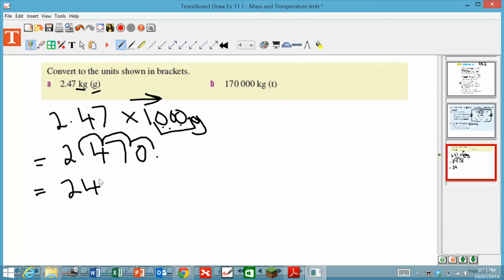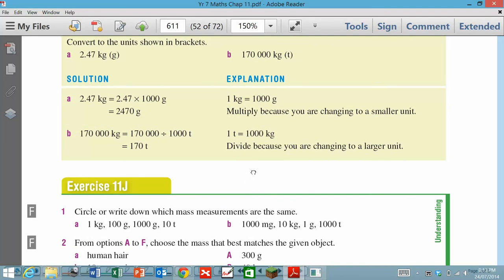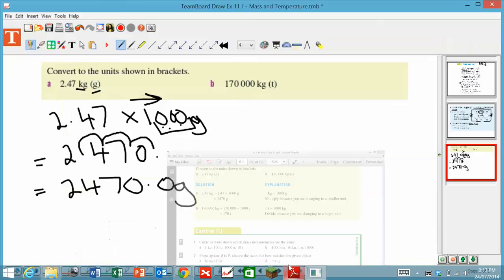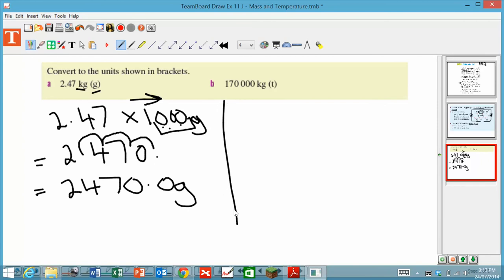So rewrite now, 2,470 with my decimal point in there and a 0 after it, because there is nothing, so it's got to be a 0. And I write grams. 2,470 grams. I think we can check that. Can I check that? There we go, 2,470 grams. I am correct.